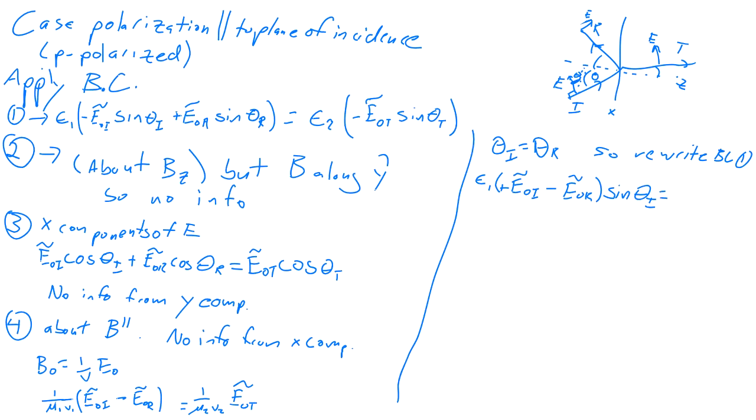And sine. And then over here, right, we've got plus epsilon 2, because I've multiplied by a minus sign, E naught T tilde times, I'm sorry, sine of theta T. So let's see, we can do a few other things.